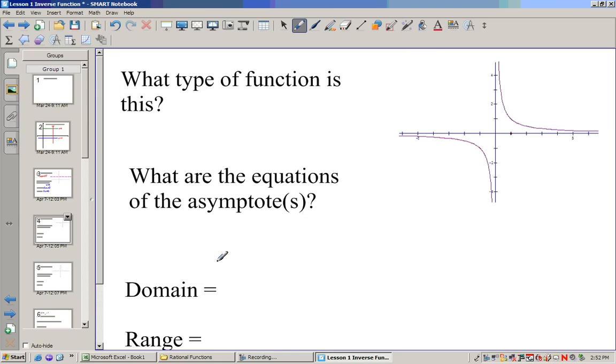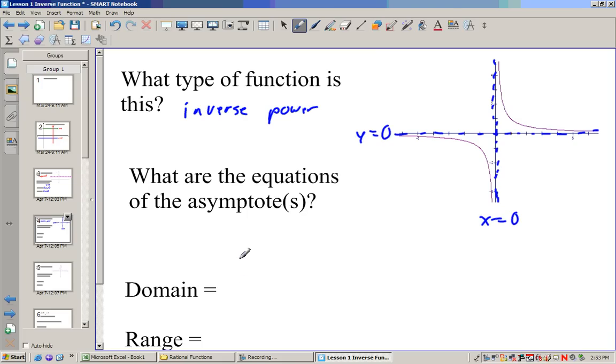Alright, what type of equation is this? Hopefully you're saying inverse power. What are the equations of the asymptotes? Well, now there's two. There's one vertically, and that is going to be x equals 0. There's one horizontally, and that is going to be y equals 0.